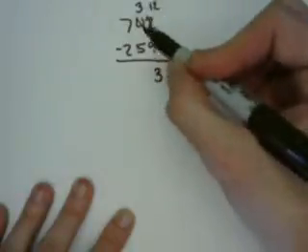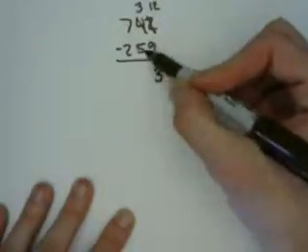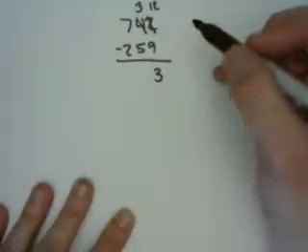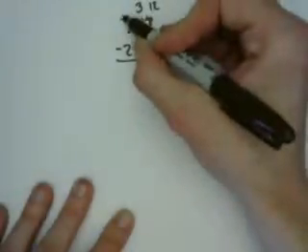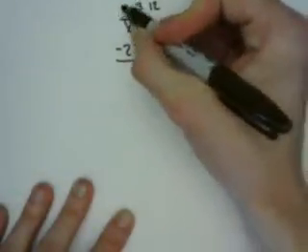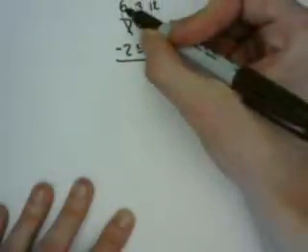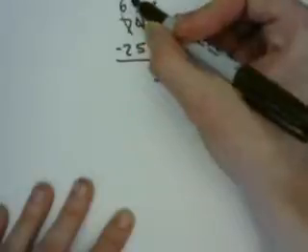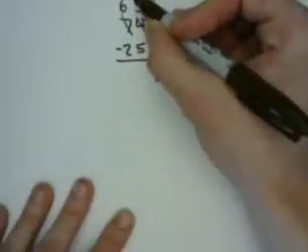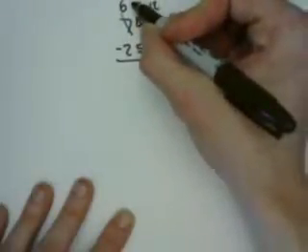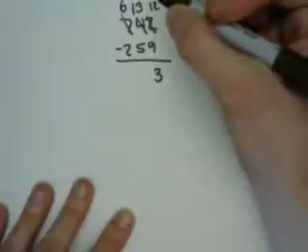Now I have a 3 minus a 5. And again, I run into the same problem. And I'll have to borrow again, this time from the hundreds spot. I borrow 1 of the hundreds, so change that 7 to a 6. Now there's 10 tens in 100. So I'm adding again another 10 to this 3, so this becomes 13.